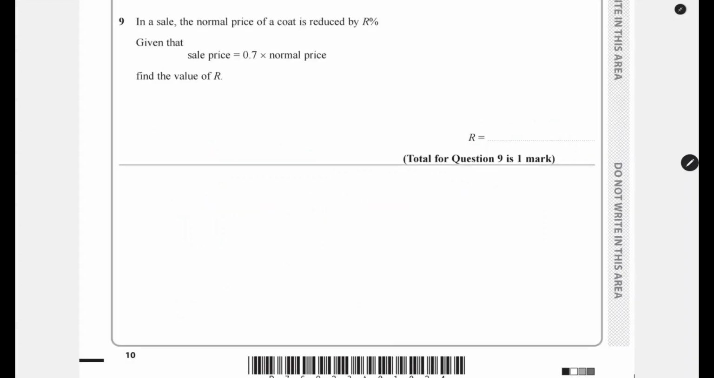Question 9 says that in a sale, the normal price of a coat is reduced by R%. Given that the sale price is 0.7 multiplied by the normal price, find the value of R. If it's already been reduced and our multiplier is 0.7, it's 1 minus 0.7 to figure out exactly how much we've reduced it by. That is 0.3. And in order to turn this into a percentage, we multiply 0.3 by 100, and that is 30%. And so R is 30%.